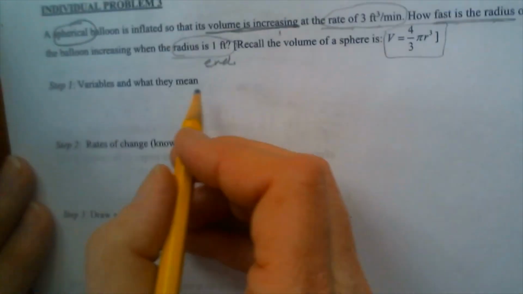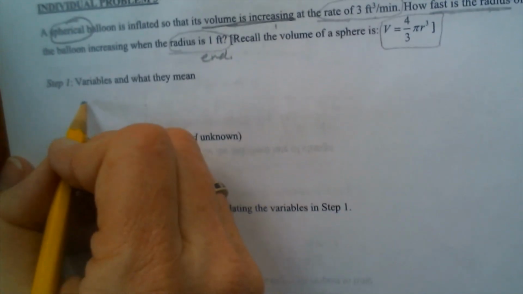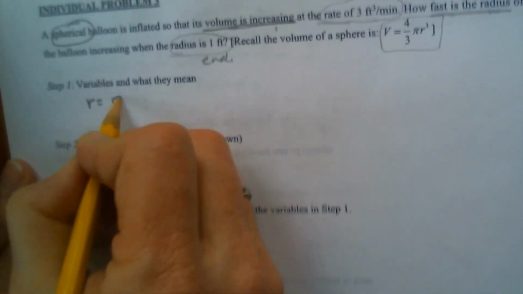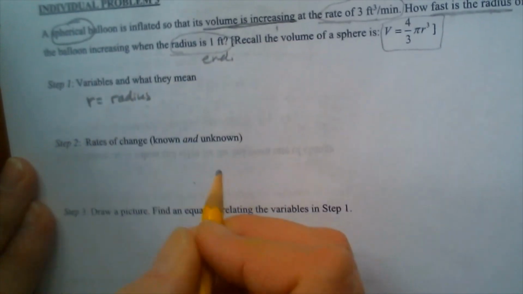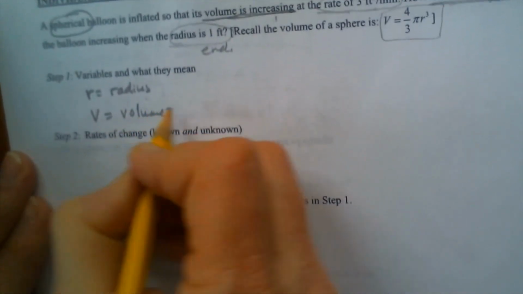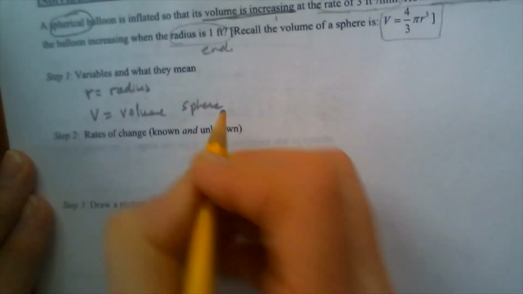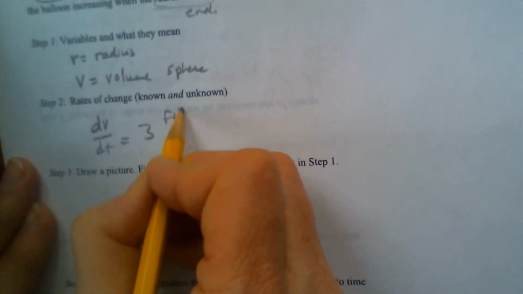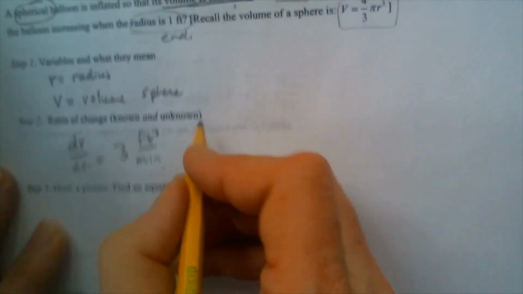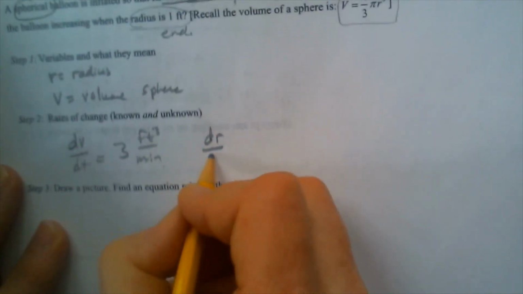So what do we have? We have r for the radius of the sphere, we have V for the volume of the sphere. Just 2 variables. The rates of change, they're telling us that the volume is increasing, so we have dV dt is equal to 3 cubic feet per minute, and they're asking for how fast is the radius increasing, so we don't know what dr dt is. That is what's being asked for.